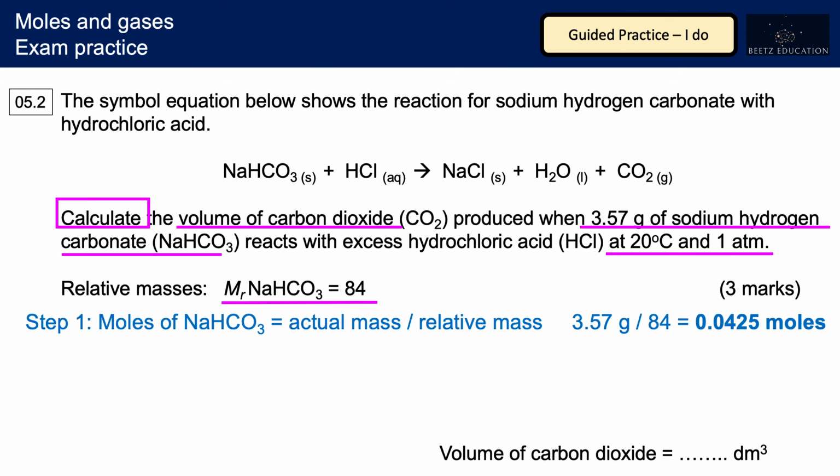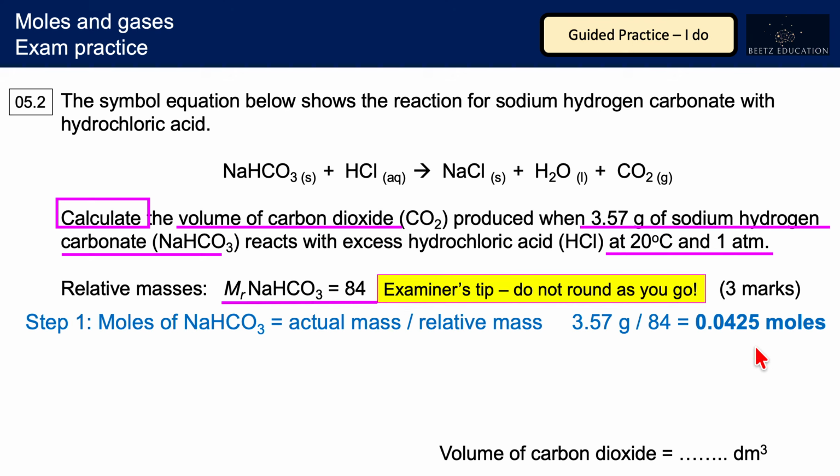Step 1. I'm going to work out the moles of sodium hydrogen carbonate using the actual mass and the relative mass. That's using my massive arm or massive Mr mole triangle equation there to get my moles, and it's 0.0425. Little examiner's tip coming up.